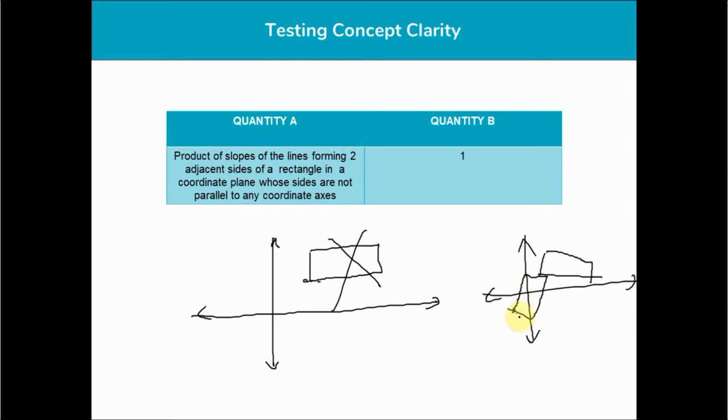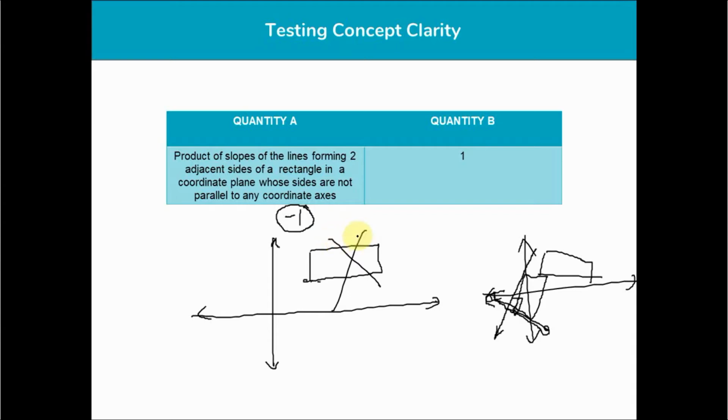That's all it means. Now the question is asking about the product of the slopes of the lines forming two adjacent sides of the rectangle. So what is the product of the slope of this line and this line forming two adjacent sides of the rectangle? Now when I draw this, it becomes easier for you to identify what I am talking about. You know that in a rectangle the angles are 90 degrees, and you know that the product of slopes of two perpendicular lines is always -1. So this quantity is always -1, no matter what your side of the rectangle is.